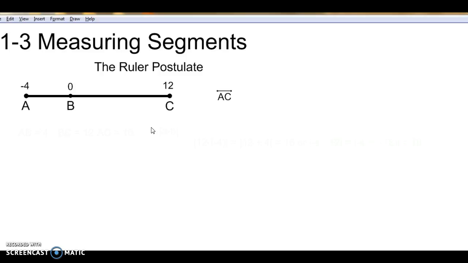Now, how long is segment AB? How long is segment BC? How long is segment AC? Hopefully, you got these answers. If you just counted them, that's fine, but just in case, here's a nice little helper equation. Take the coordinates and subtract them, and make sure you take the absolute value of the answer.